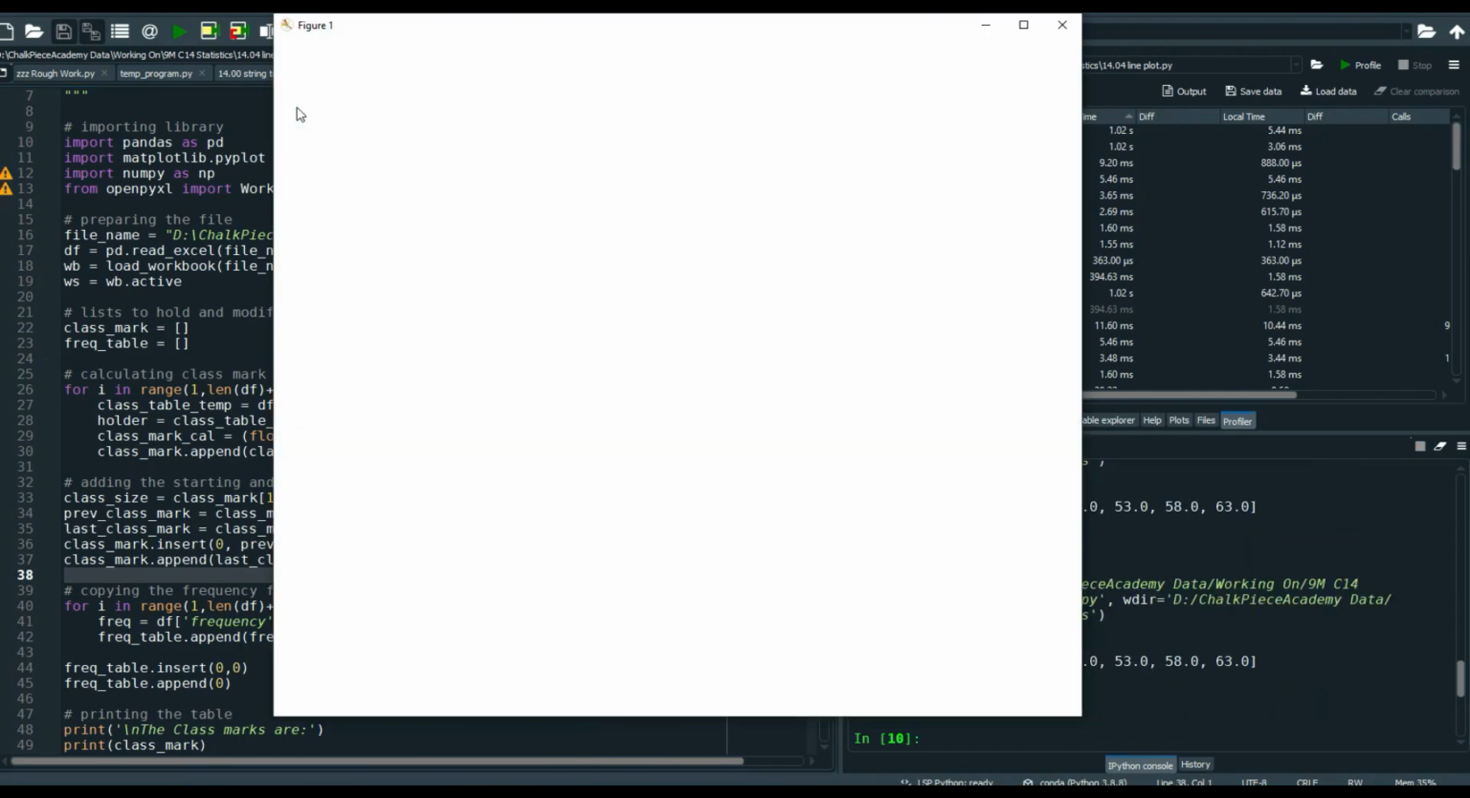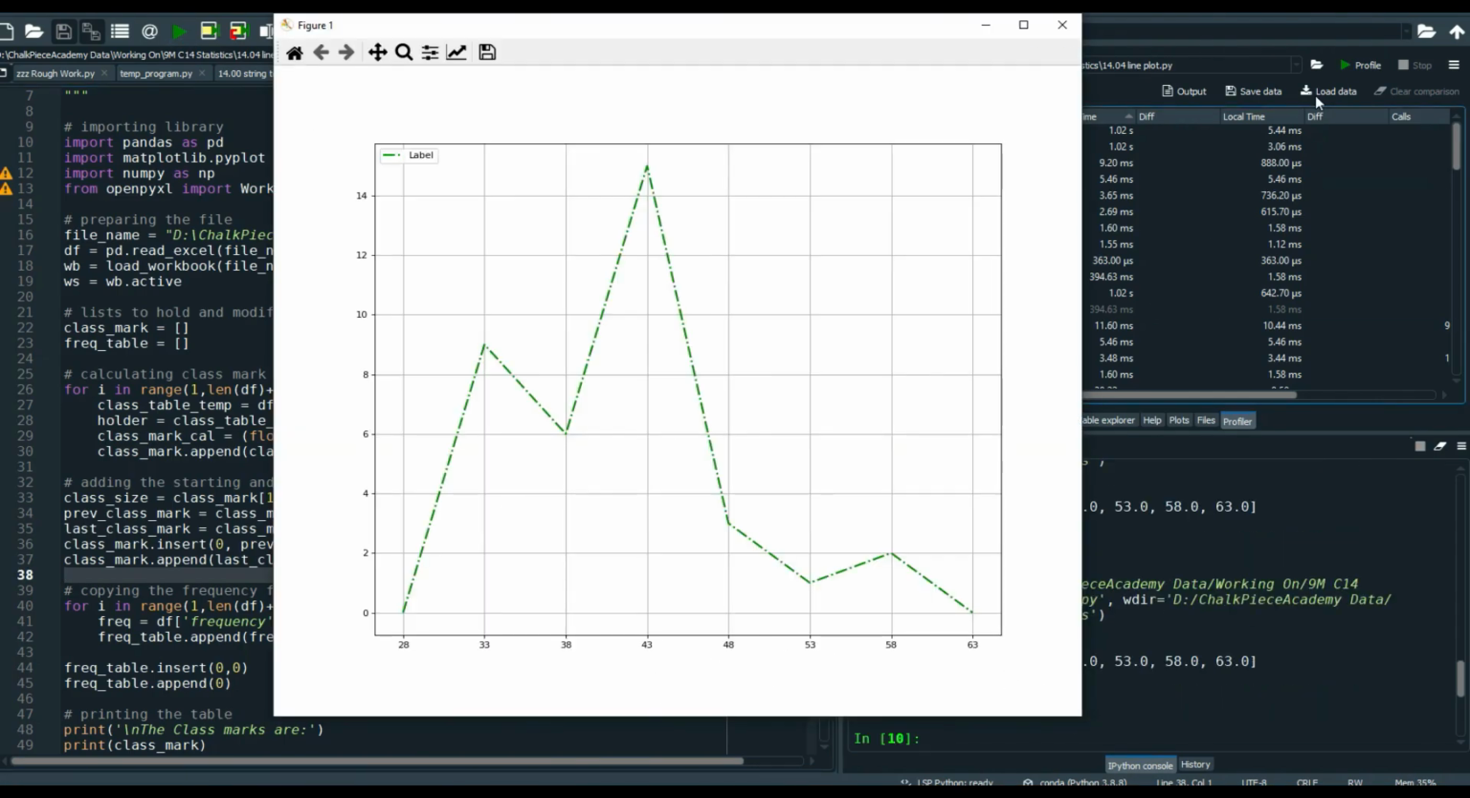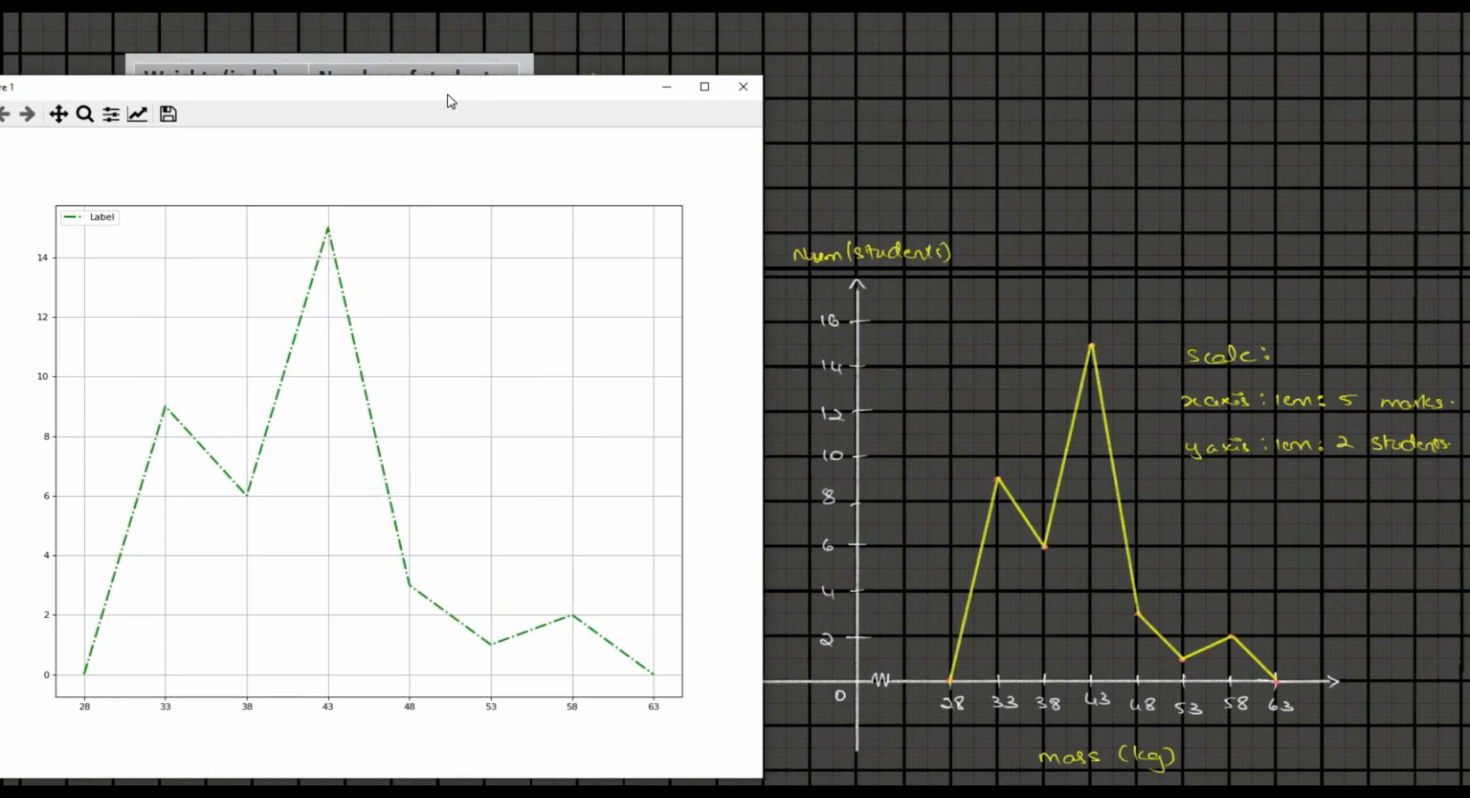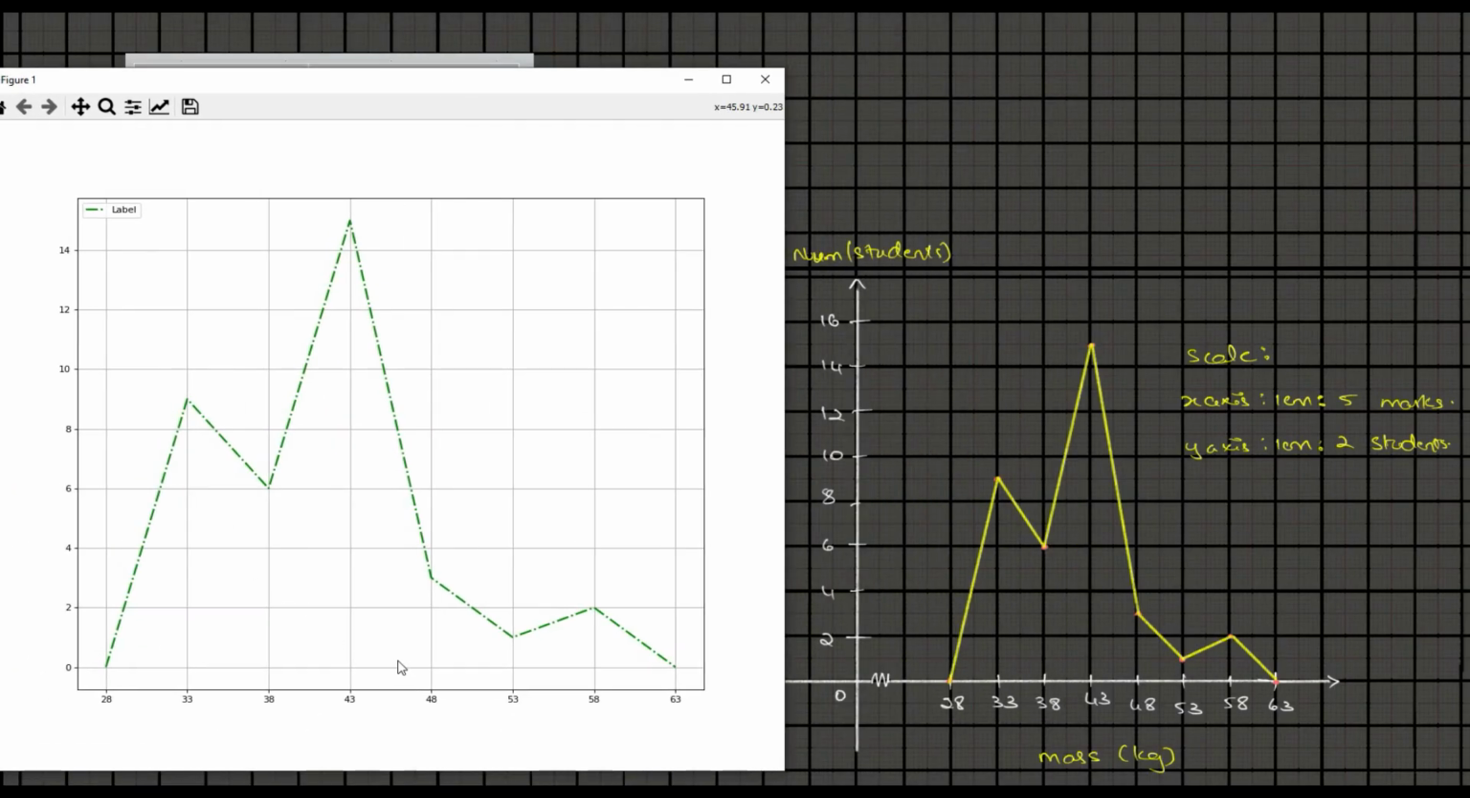And this is your simulation, and you can see the same data and the same graph. So this is your simulated graph, and that's our written graph. They look the same.